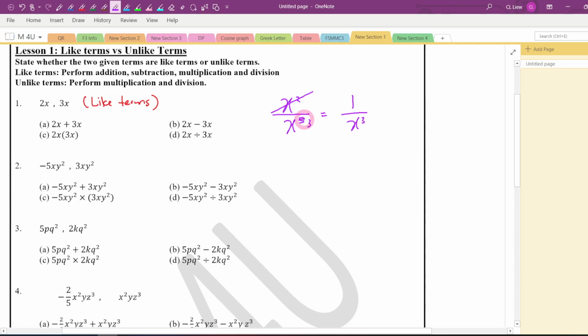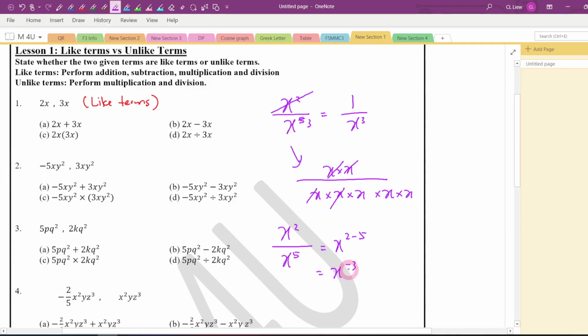Okay, so if you don't understand this, you can do it this way as well. x times x, this is x times x times x, 5 times. Now you simplify it, right? x cubed, 1 over x cubed. Another way to solve it, for division, we can just minus, find the difference between these two powers. So 2 minus 5, which is equal to negative 3. So you might be thinking, teacher, this is x power negative 3. This is 1 over x cubed. Are they the same? Yes, they are the same.